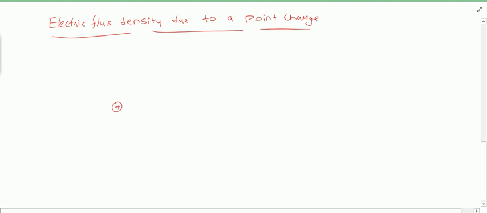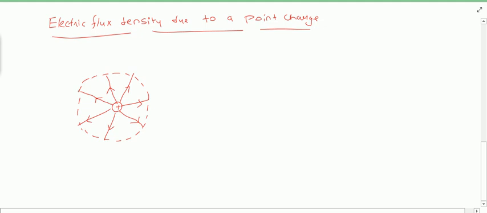So what I can take as a Gaussian surface will be a sphere. Now from here the flux lines will be radially outwards to it, and you can see that at every point on the surface the flux lines are normal.